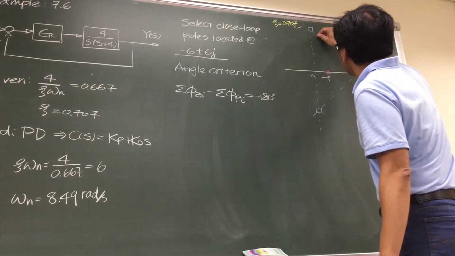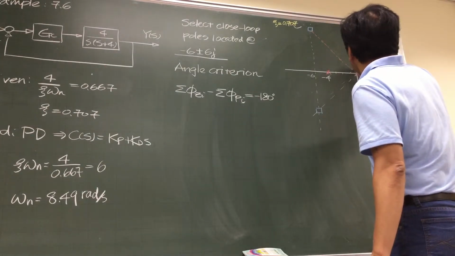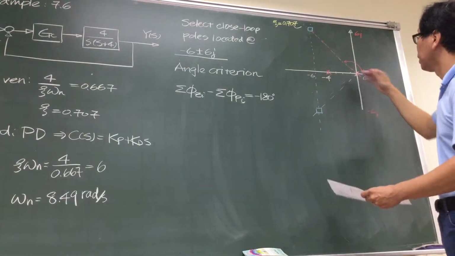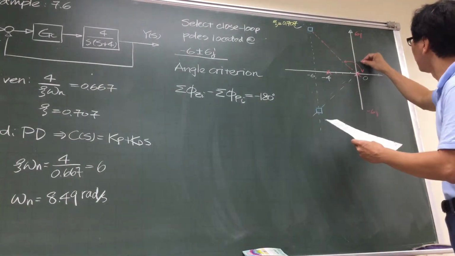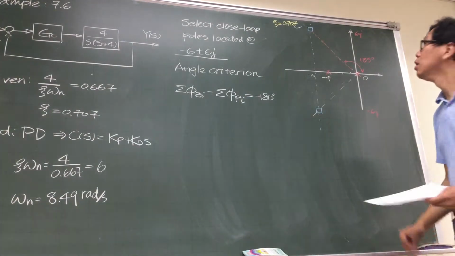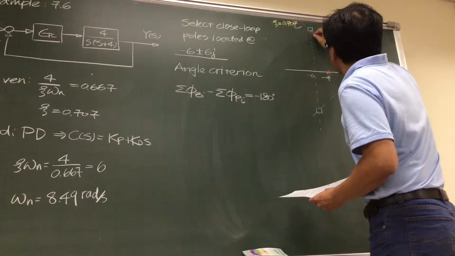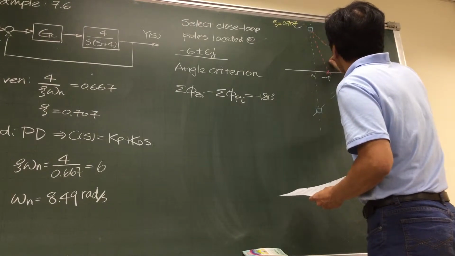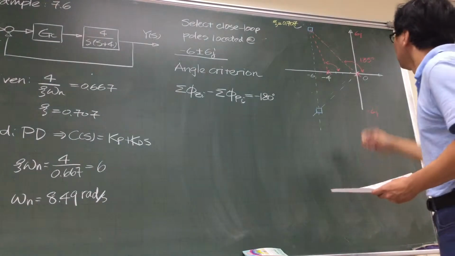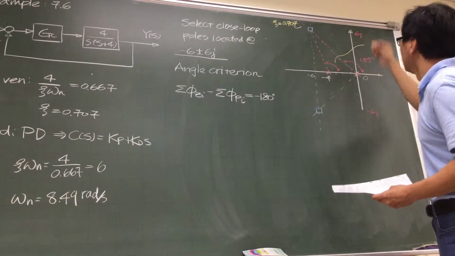The first one is easy because I know this one is 45 degrees. So over here, this one must be 135. The second one is this one, which is also pretty straightforward.